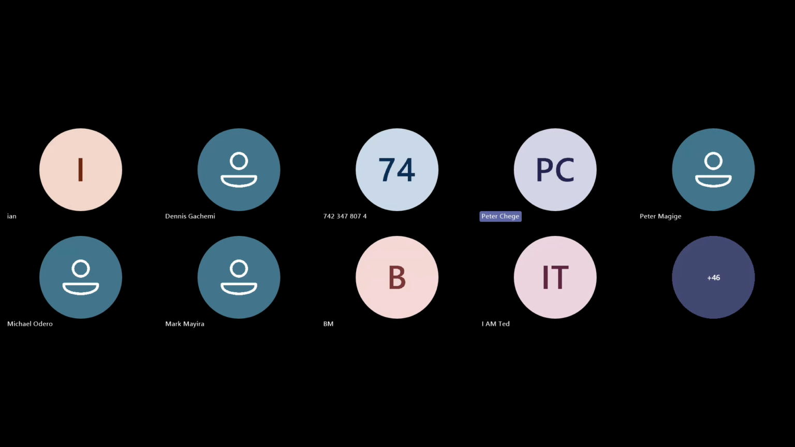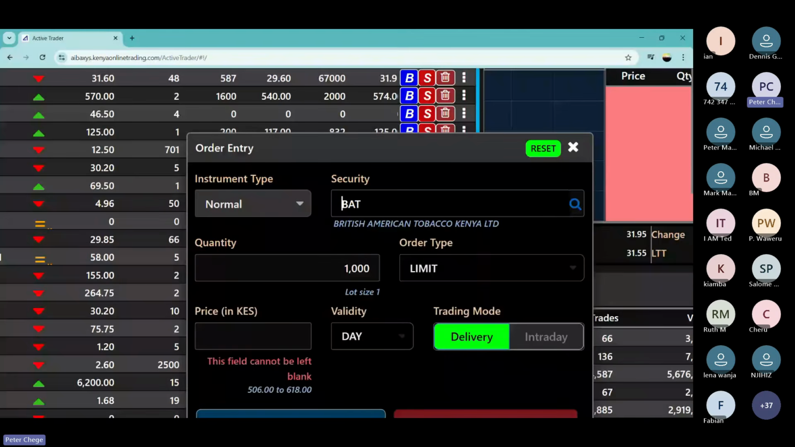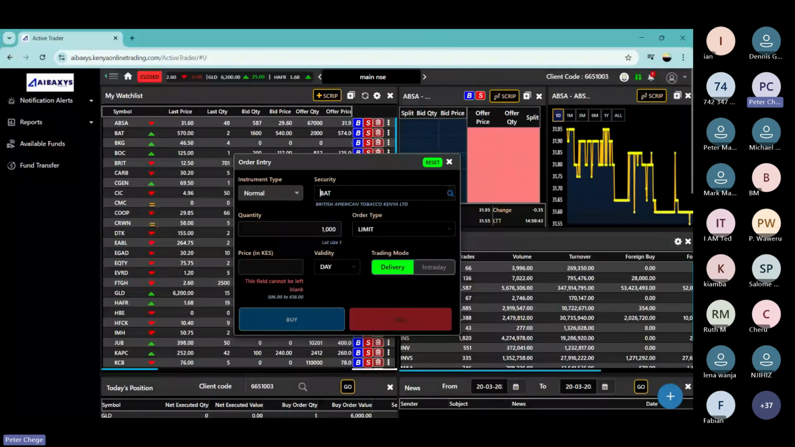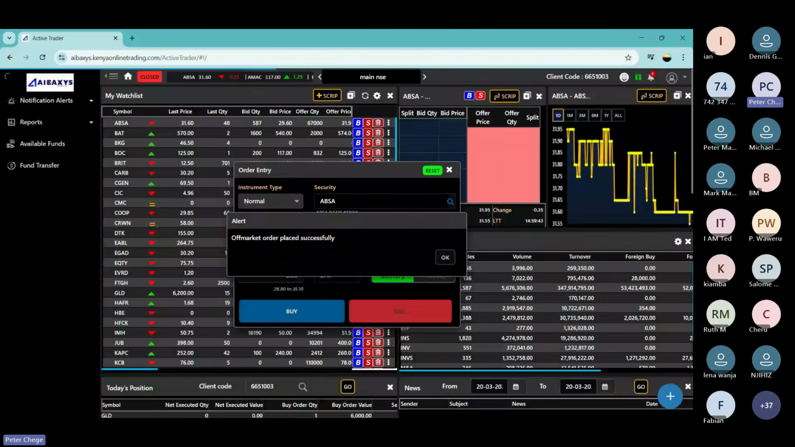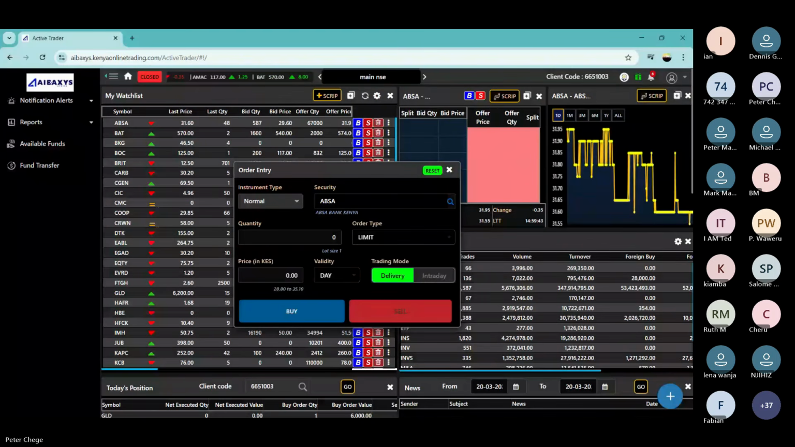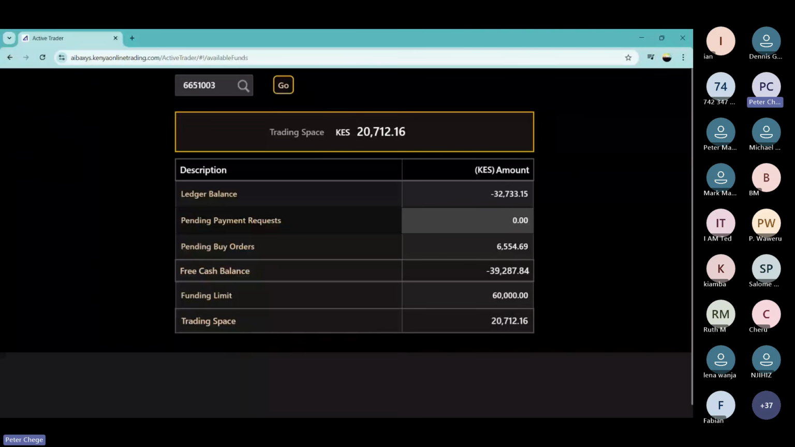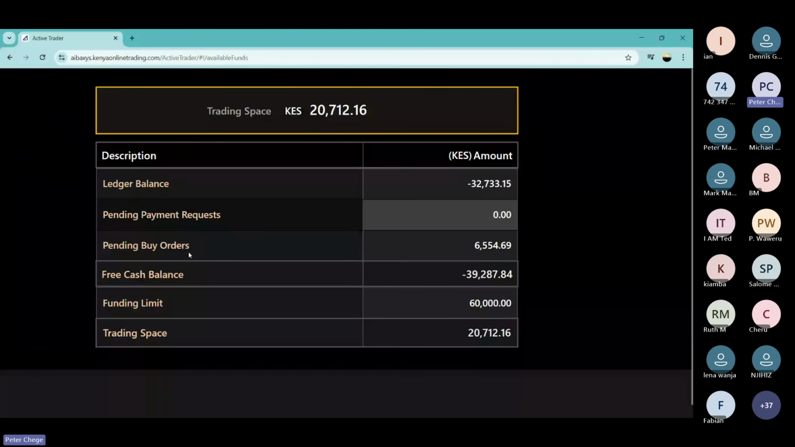Let me show you how they block. I can place an order. The market is closed. Let me just do it practically, because that way, if I place an order practically, you see what happens. If I put one share of BAT at 510, it will allow me to click buy and confirm. That order is placed off market. If I go to the available funds screen, notice there is a pending buy order of around 6,000. But in my ledger balance, it is not debited. Until this order executes, the broker will block that money.